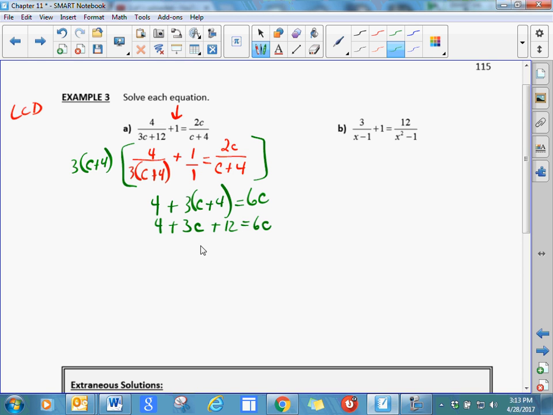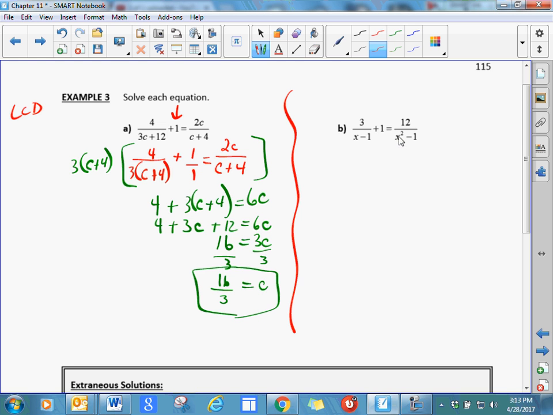We're solving for c, so I will subtract 3c from both sides. That leaves 3c here and 16 here. Divide by 3, and you get c is equal to 16/3. And that's our answer for this one. Second one, switch colors here.